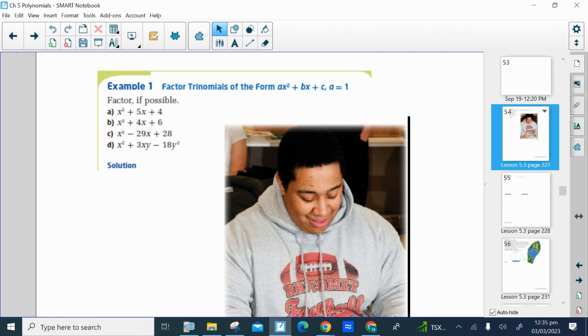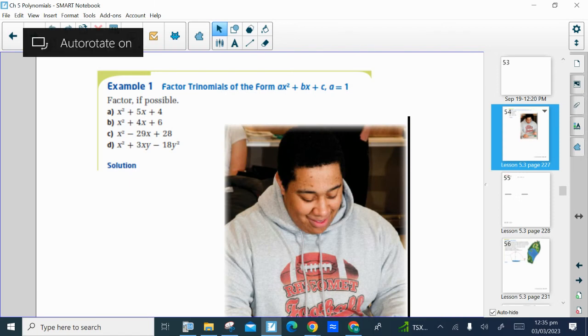So we're going to continue what we did yesterday with factoring these trinomials. You can just have a seat in here.